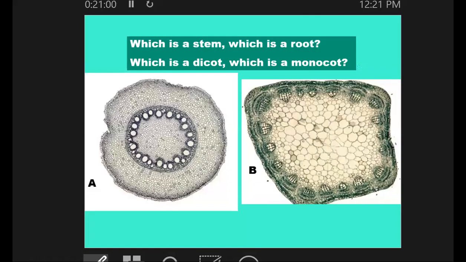Okay, let's try an eye clicker with this one. Let me see if I can get this to work.